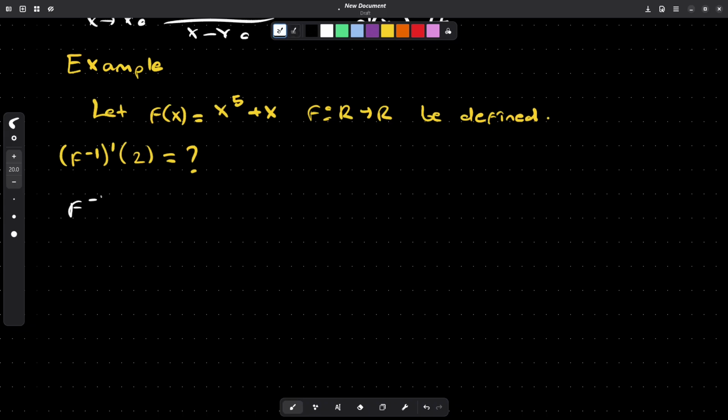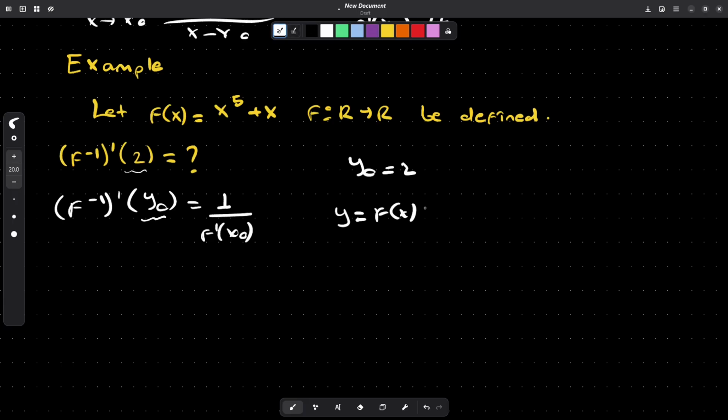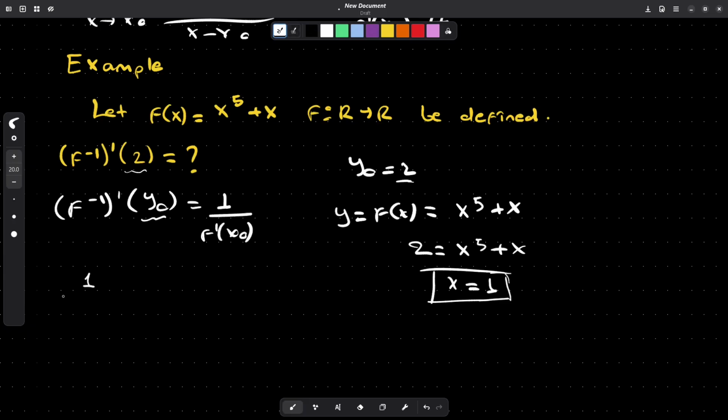Our first method is, of course, using the theorem: 1 over f'(x0). In this problem, our y0 is equal to 2. Our y is equal to f(x), which is equal to x to the fifth power plus x. And from here, 2 is equal to x to the fifth power plus x. Everyone can find x equal to 1 from this equation. Instead of working with the inverse function, I will evaluate 1 over f'(1).